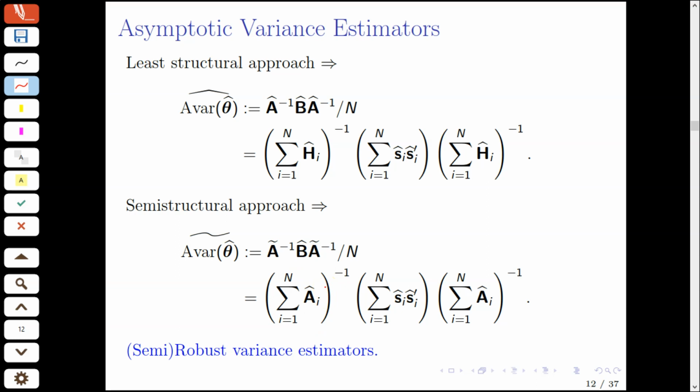Now one may show that under slightly stronger assumptions, or somewhat mild additional assumptions, the least structural approach leads to an estimator which is fully robust. That is, it leads to a consistent variance estimator without essentially more assumptions than we've already made. The semi-structural approach leads to an asymptotic variance estimator which is consistent at least under the additional structure that we've imposed in constructing it. For this reason, we might refer to it, and will refer to it, as a semi-robust variance estimator.